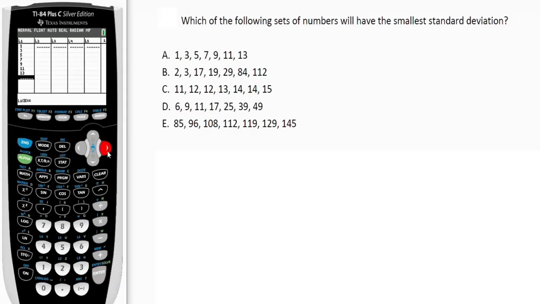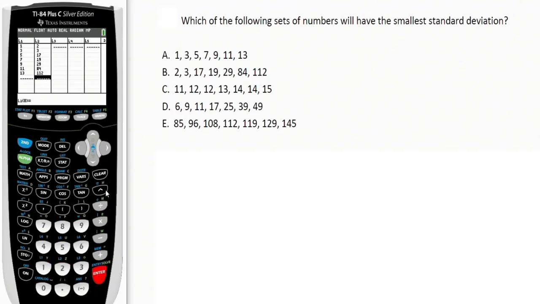Let's go to list 2. Under list 2 we have 2, 3, 17. Follow me guys, this is very interesting. What else? We have 19, 29, 84. Then we have 112.